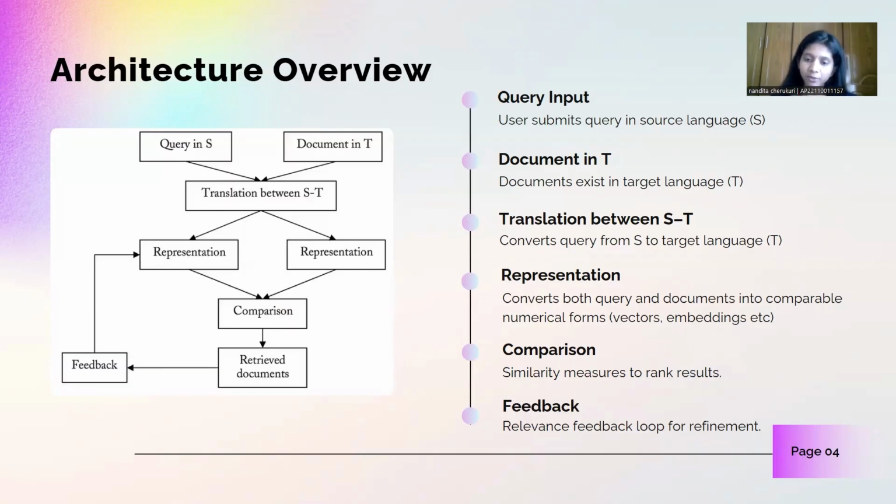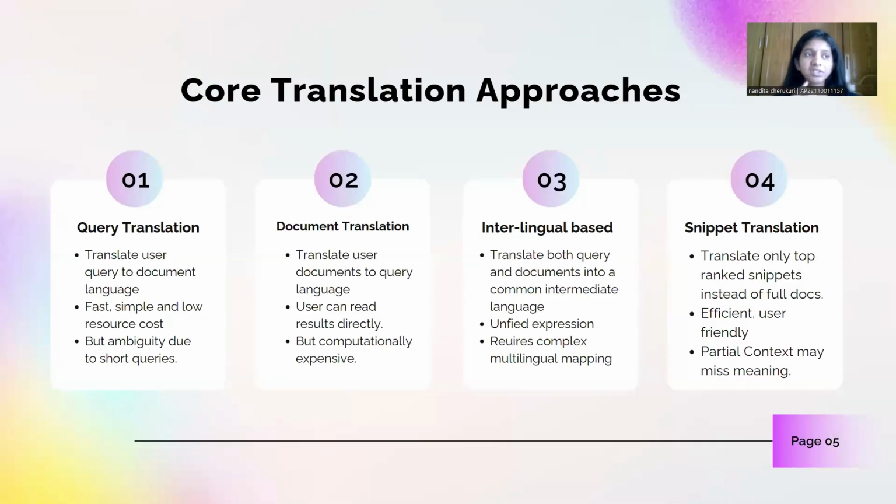And the most important step, which would be the feedback. So it is an optional step, but it is important because with feedback, the system would be able to refine its retrieval methods, and also adjust its ranking algorithms. Since translation is very important, it is one of the integral parts of CLIR.